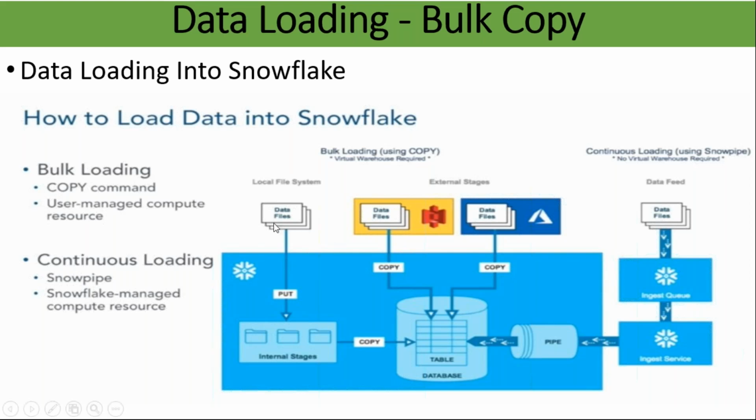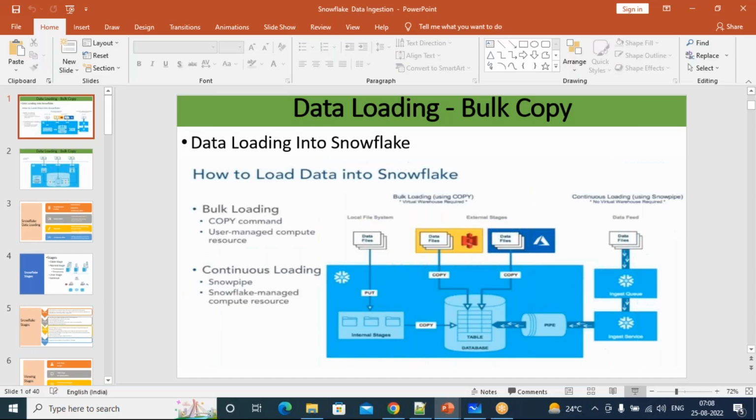Will they directly ship the goods from source to destination? No, they have intermediate warehouses in between. In a similar way, we don't directly load the data into the table. In between, we have to have stages. So through stage only, we load the data into the target table. Now, what are all the different types of stages we have here? That is what I'm going to discuss.